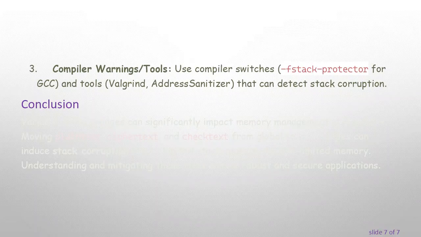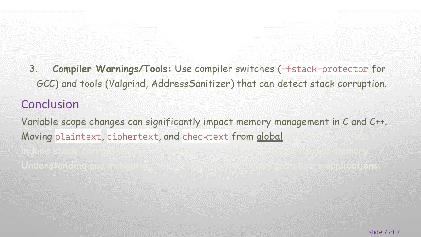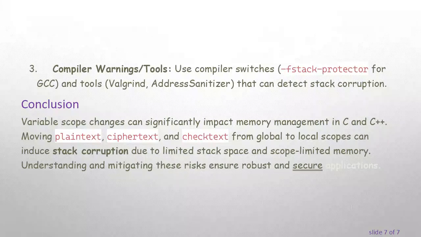Conclusion. Variable scope changes can significantly impact memory management in C and C++. Moving plaintext, ciphertext, and checktext from global to local scopes can induce stack corruption due to limited stack space and scope-limited memory. Understanding and mitigating these risks ensure robust and secure applications.